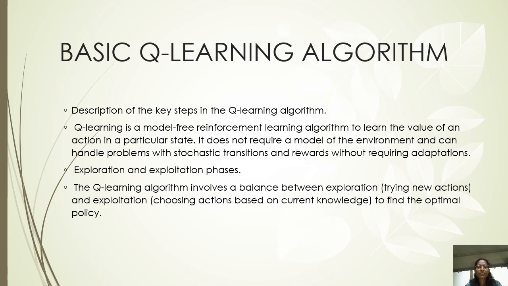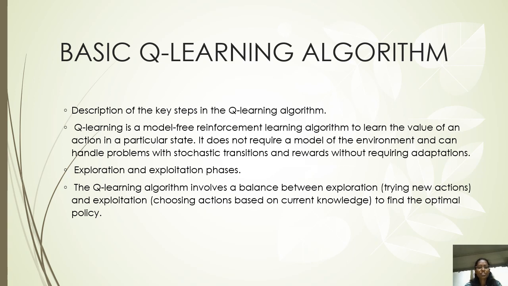The first key step in the Q-learning algorithm is that it is one of the model-free reinforcement learning algorithms. It is used to learn the value of an action in a particular state. It does not require any model of the environment and it can handle problems with stochastic transitions.